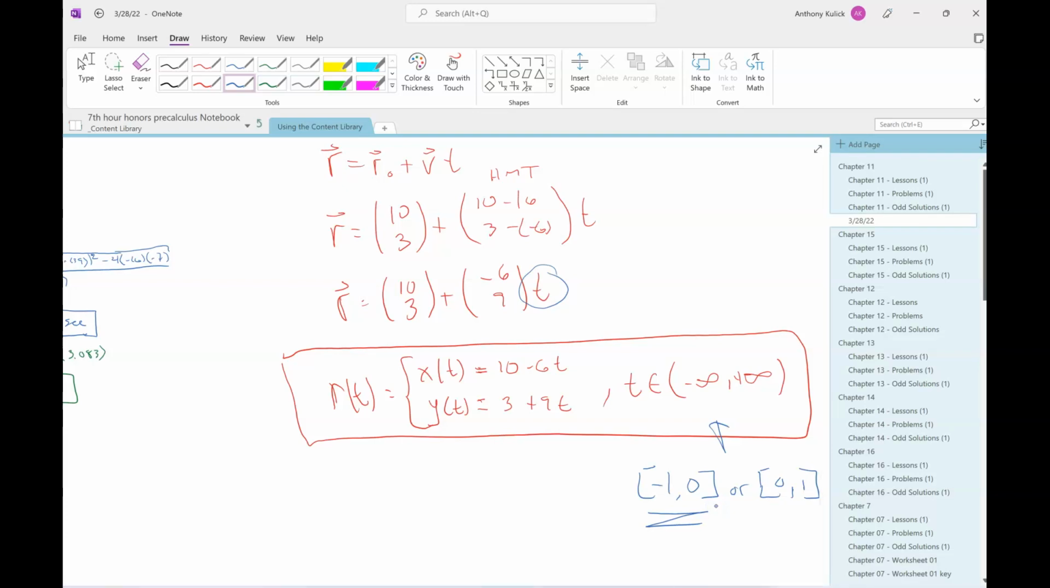But as long as you make your equation using the vector line equation, finding the interval for the parameter is always going to be either -1 to 0, or 0 to 1. Yeah, John. Yeah, man.